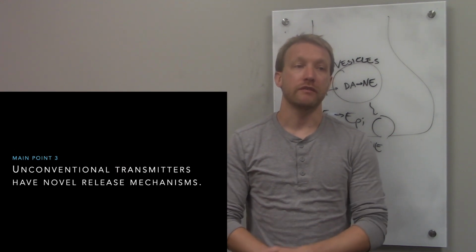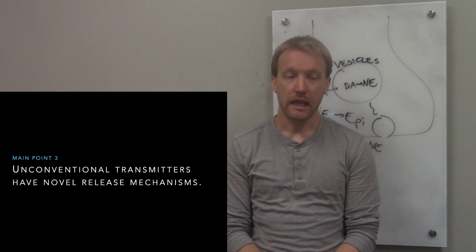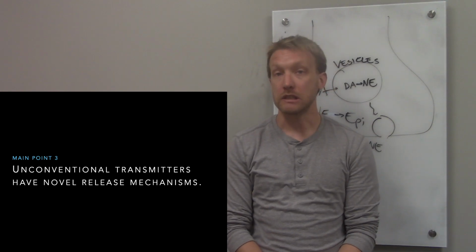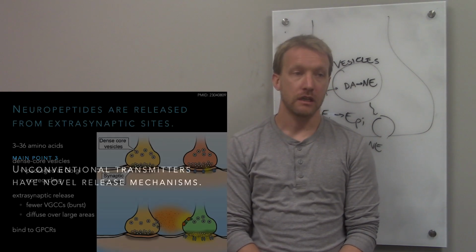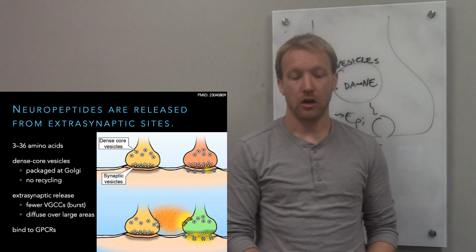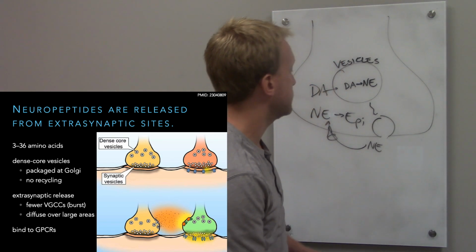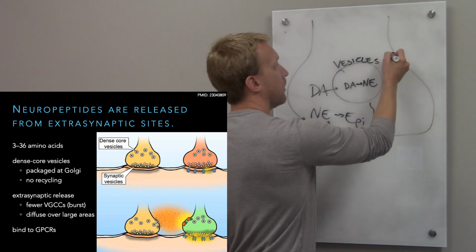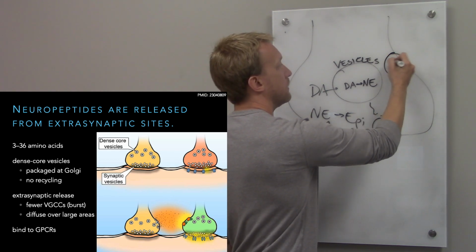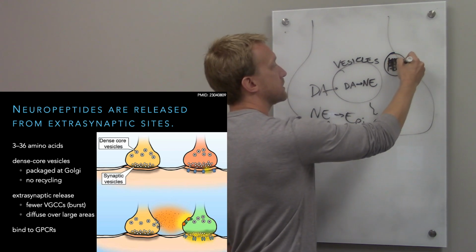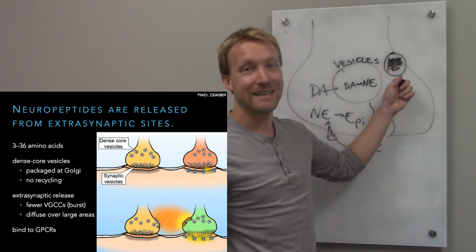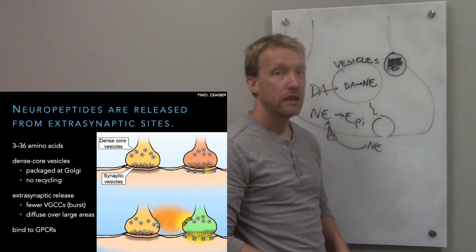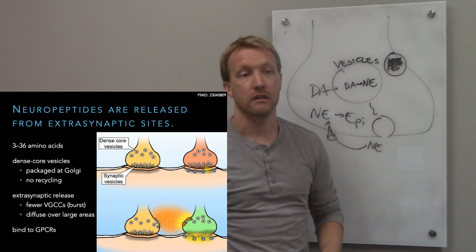Finally, let's talk about a few unconventional transmitters. And what makes them unconventional is how they get released. So neuropeptides are found at extrasynaptic sites. Rather than being at the active zone, the neuropeptides are kind of over here on the side. And they're in dense core vesicles because they're peptides, not single amino acids, but chains of multiple amino acids. And that makes them appear darker in an electron microscope.